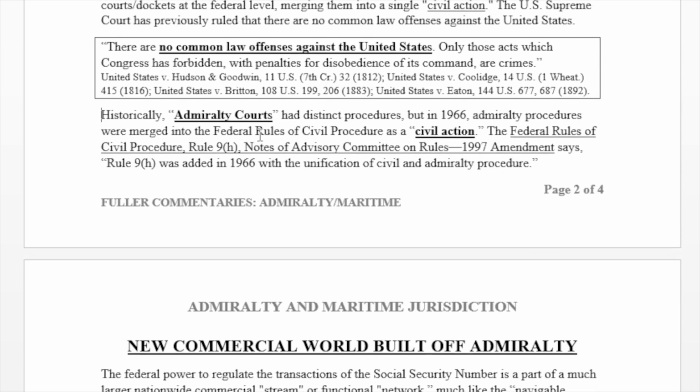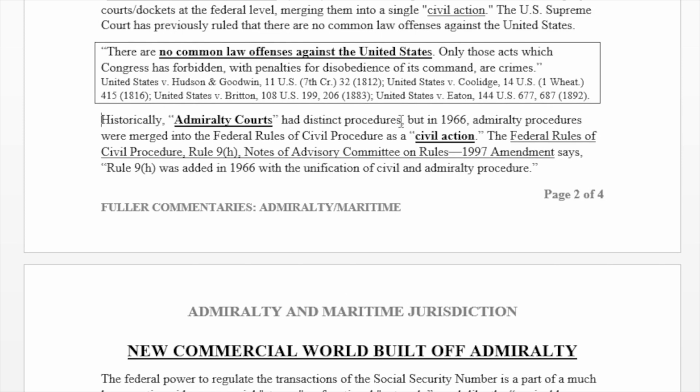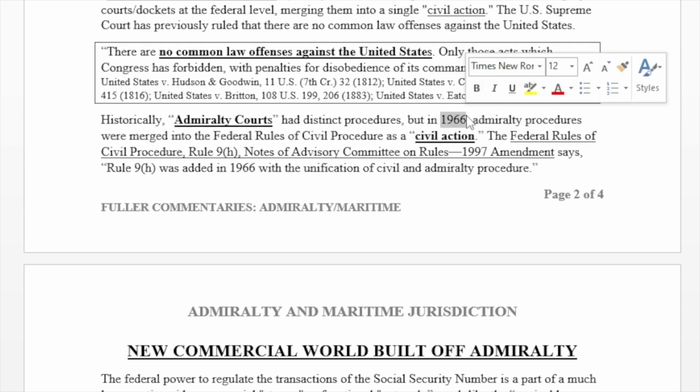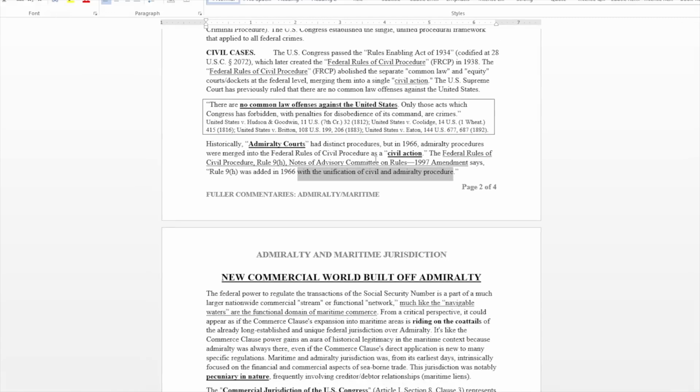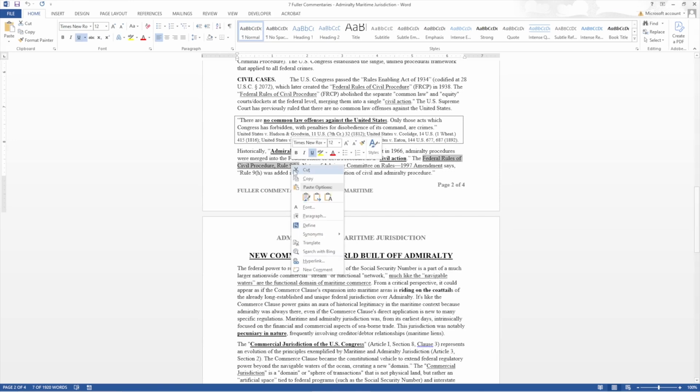Historically, the Admiralty courts had distinct procedures, but in 1966, Admiralty procedures were merged into the Federal Rules of Civil Procedure as a civil action. That's when it merged, 1966. The Federal Rules of Civil Procedure, Rule 9(h), under the notes of the Advisory Committee on Rules, 1997 amendment, says Rule 9(h) was added in 1966 with the unification of civil and admiralty procedure. I didn't believe this was a real thing. I couldn't believe it when I looked it up myself.